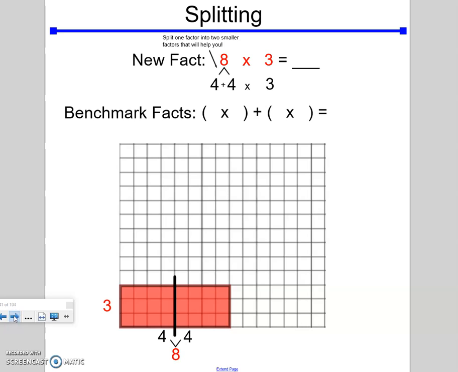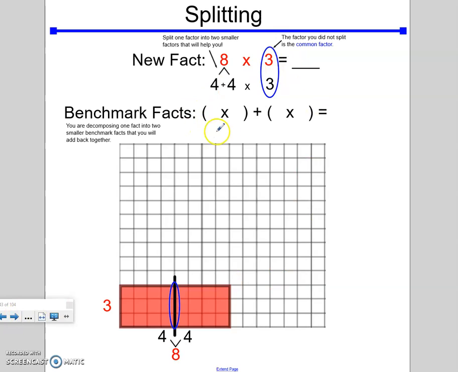And 3 is the factor we did not split. So 3, or I should say the factor you did not split, becomes the common factor. 8 times 3 has a 3, and both of your benchmark facts will also have a 3. It would be the common factor between your new fact and your benchmark facts. You are decomposing one fact into two smaller benchmark facts that you will add back together.